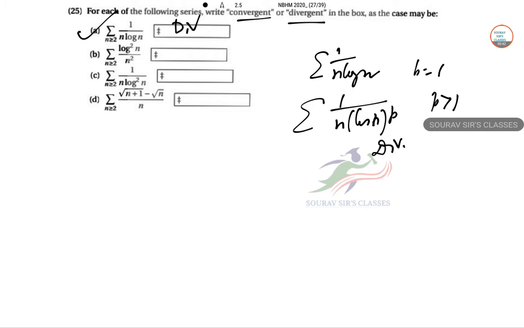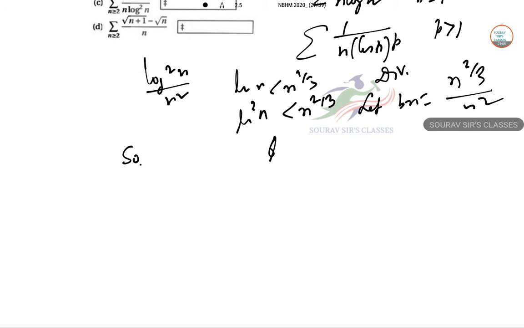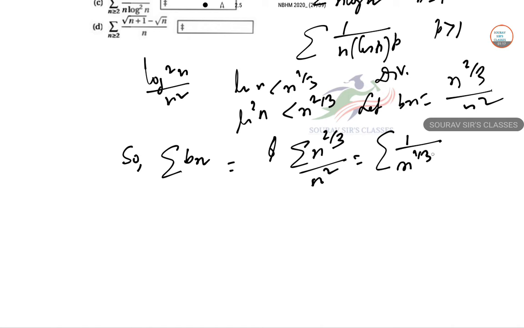Divergent. Next part, log square n by n square. Now log n is less than n to the power 1 by 3, so log square n is less than n to the power 2 by 3. Let bn equal n to the power 2 by 3 by n square, which is 1 by n to the power 4 by 3. Now p equals 4 by 3, and this is greater than 1.